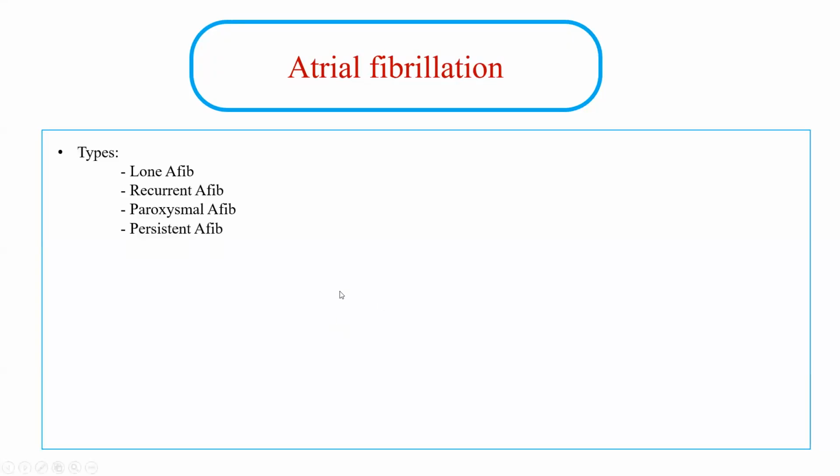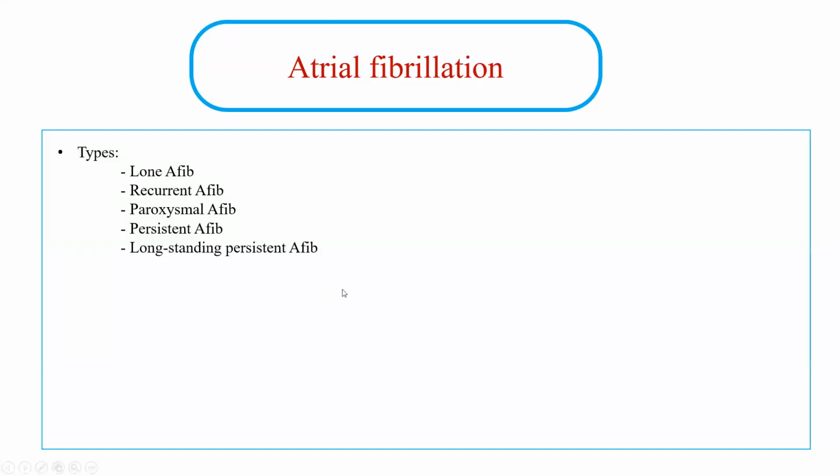Okay, if it persists more than a week, or it needs a treatment, it's called persistent AFib. So the 1 week duration will differentiate between paroxysmal and persistent. Now, if the AFib lasts for more than a year, this is called long-standing persistent atrial fibrillation. So in those cases, the atrial fibrillation will be present for more than a year.